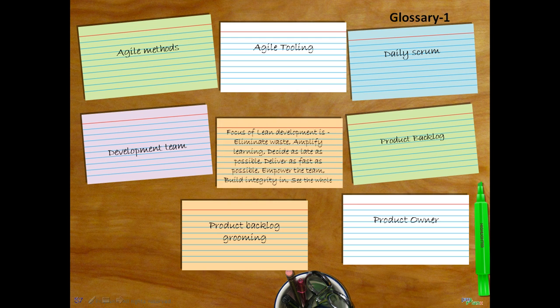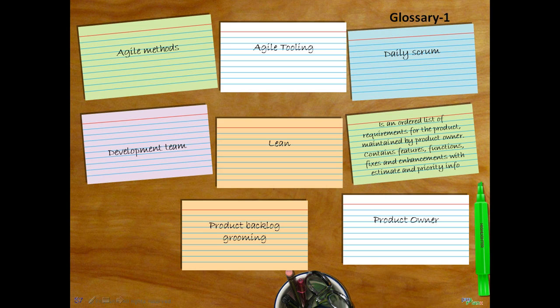Lean. The focus of lean development is eliminate waste, amplify learning, decide as late as possible, deliver as fast as possible, empower the team, build integrity in, and see the whole. Product backlog is an ordered list of requirements for the product maintained by the product owner. Contains features, functions, fixes, and enhancements with estimate and priority information.